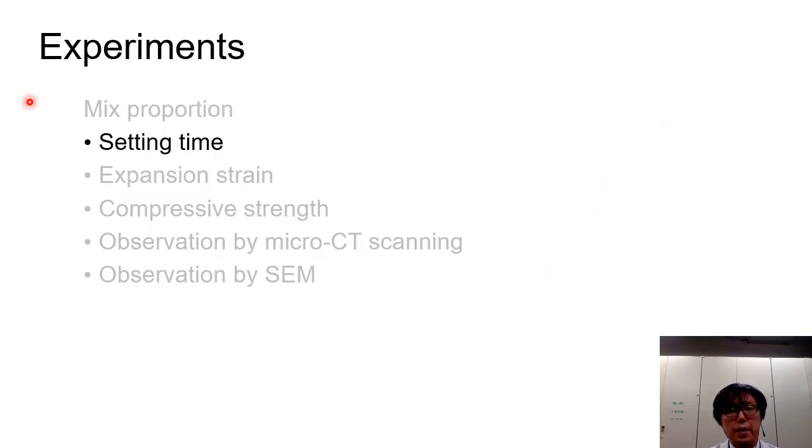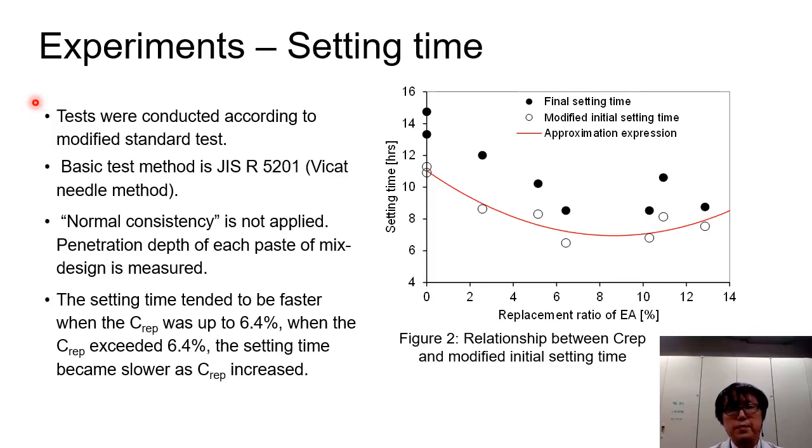Next, setting time is explained. The setting time test was performed by modifying the standard test. The basic test method is JIS R 5201, which is a Japanese standard, and which is a Vicat needle test that is almost the same as the ASTM C191 test. Normal consistency was not adopted in this study. The penetration depth of each paste was measured as it was. The test results are shown here.